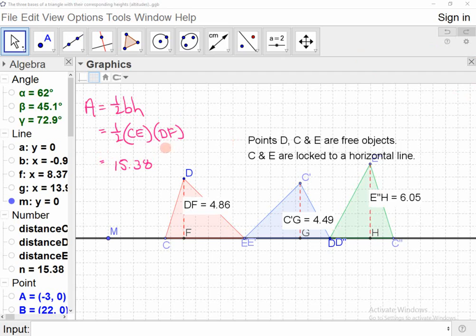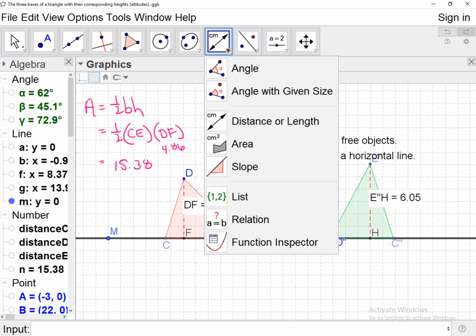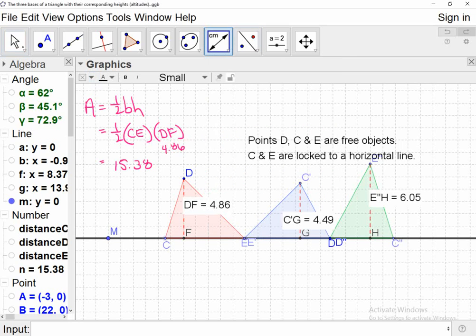.38. And this number here was 4.86. And I don't have CE's length yet, but we should be able to find it pretty easily. CE's length, 6.33. Okay, so we took those numbers and multiplied them together, multiplied by 1/2, and you got 15.38. And that's the area of that red triangle.